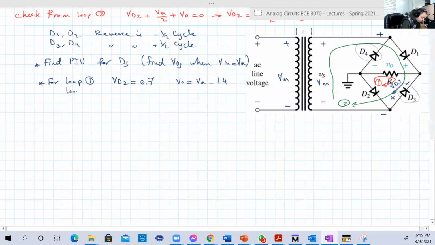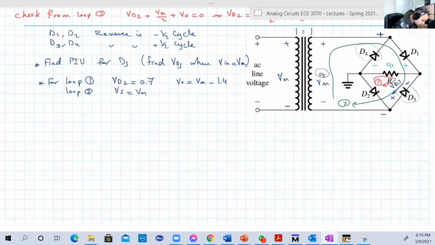If we use loop 2, so in loop 2, you have the input here, the secondary voltage, which is Vmax. So Vs is equal to Vmax, because we have 1 to 1. If you have other turns ratio, you should apply the turns ratio. And of course, this will change the peak inverse voltage. You have also D1 in the loop, and D1, remember, is forward in the positive half cycle. So it will be 0.7. So VD1 is 0.7.